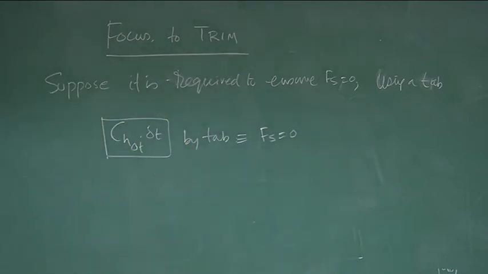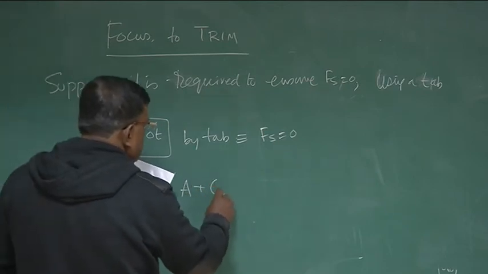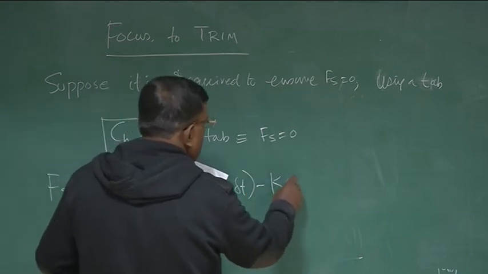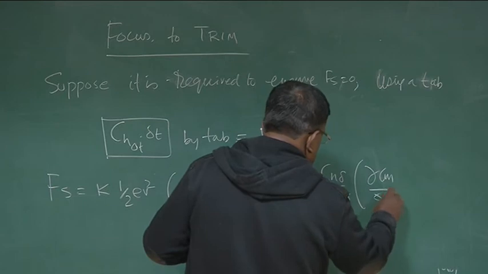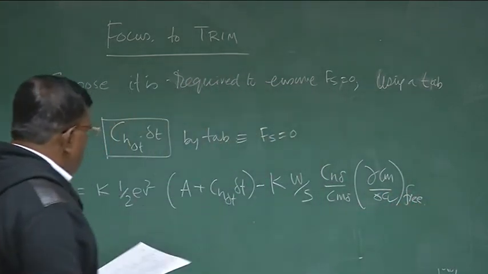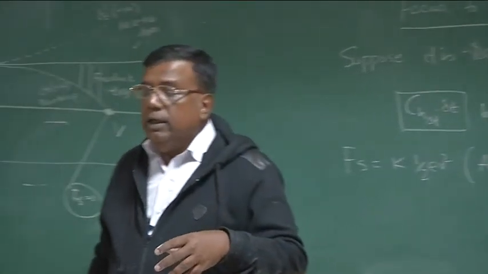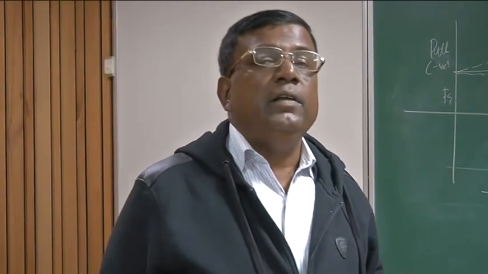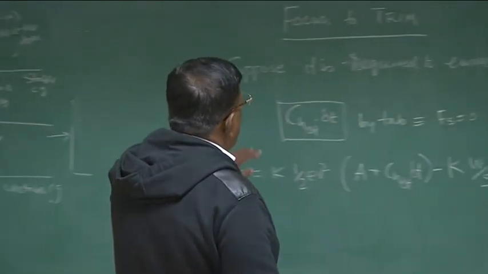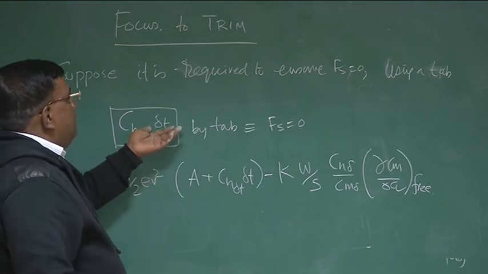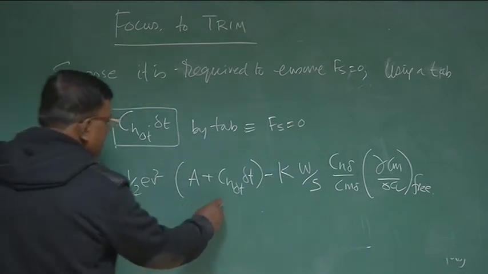That you can easily find out because I know Fs equal to k half rho V square into A plus Ch delta T into delta T minus k W by S Ch delta by Cm delta into dCm by dCl free. The question is, what is Ch delta T so that F is equal to 0? As we have been discussing here, it is assumed that the tab is rolled appropriately all the time to ensure it is at trim, that is F is equal to 0. And corresponding to F equal to 0 will be the V trim. Okay? With that, we are now trying to find out what will be its contribution. As you understand, we want to deflect the tab such that it is at trim, F is equal to 0. So I put 0 here, and I equate it to this expression.